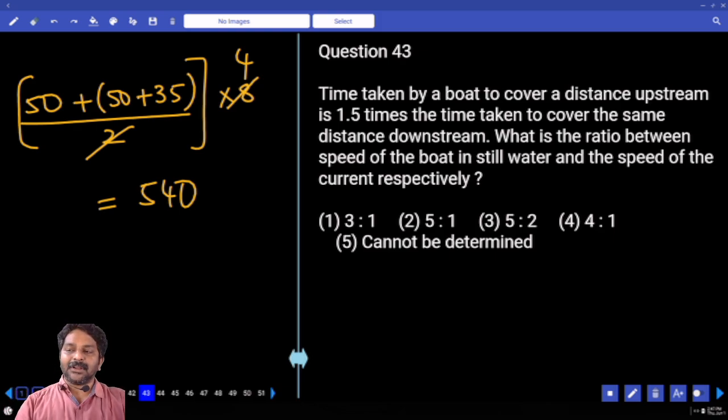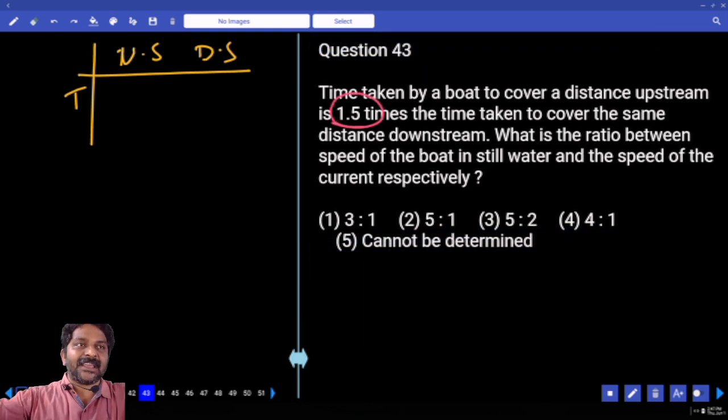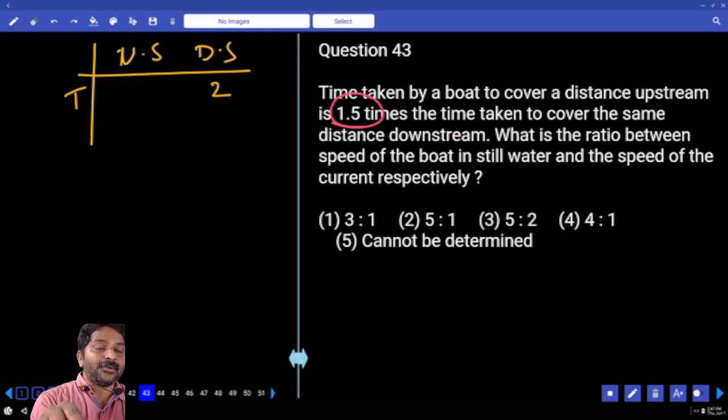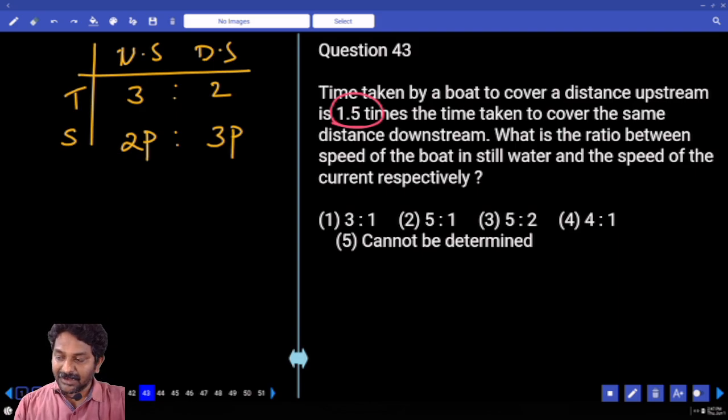The time taken by the boat to cover a distance upstream is 1.5 times the time taken by the boat to cover the same distance downstream. 1.5 in the sense, can I write it as 3 by 2? If downstream is taking two parts, upstream will take three parts. Time ratio is 3:2. You know that speed and time are inversely proportional, so the speed ratio is 2:3.